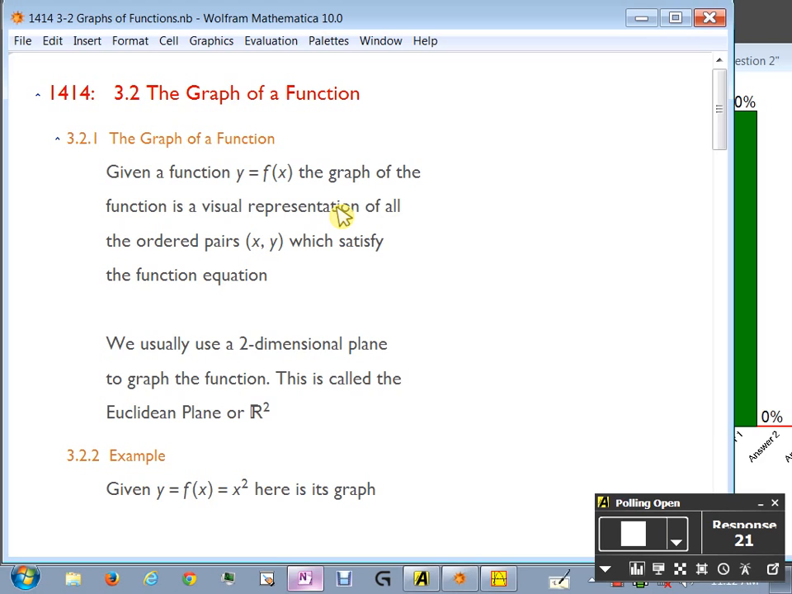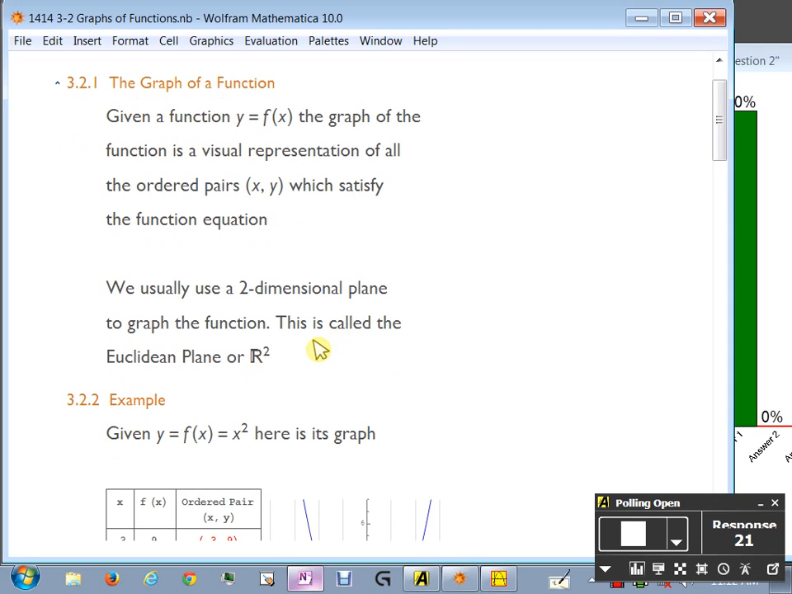No? We're all good? Okay, the graph of a function. I'm going to kill the lights here. The graph of a function. A lot of this you've seen, all right? So this is going to be kind of review. Given a function y equals f of x, the graph of the function is a visual representation of all of the ordered pairs x, y which satisfy the equation. We use a two-dimensional plane to graph the function.